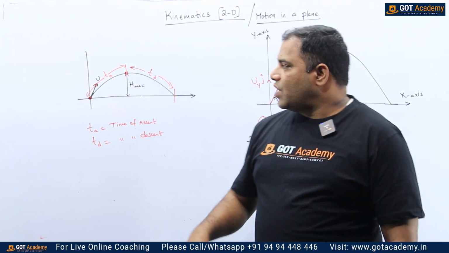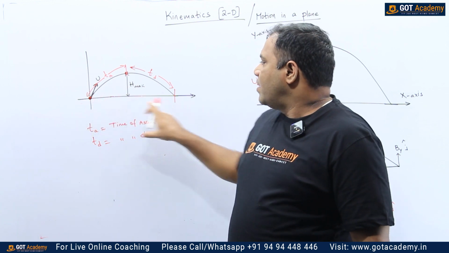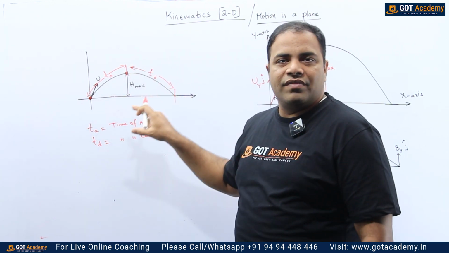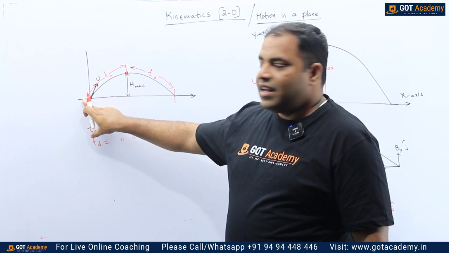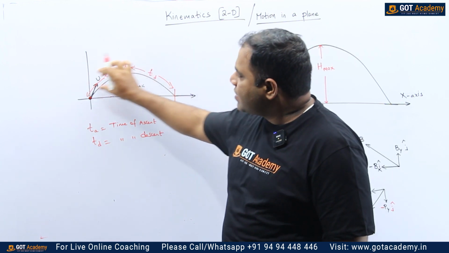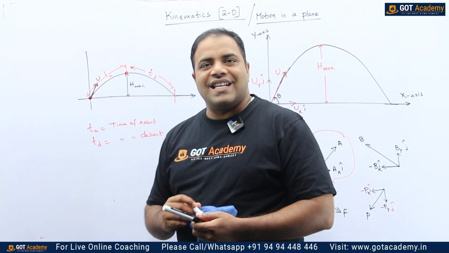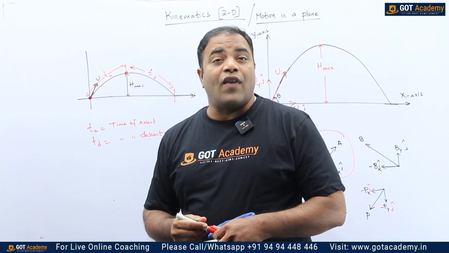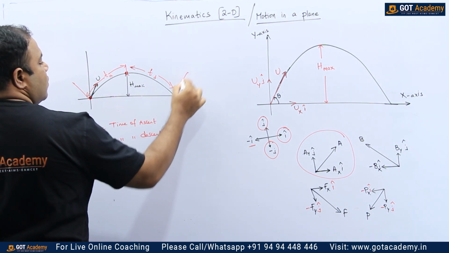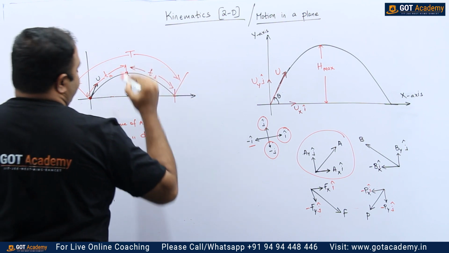Now, if anyone asks you, what is the total time taken from the initial point to the final point, or the total time the body is in air? From here it has started, now it is in air, coming like this and then falling down. So the total time that the body remains in air is known as what? That is the next question. It is called the time of flight. So from here to this particular point, you say it as capital T.